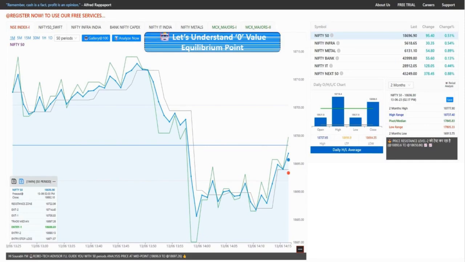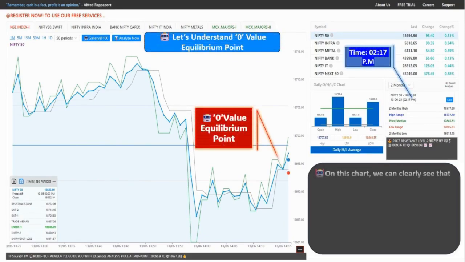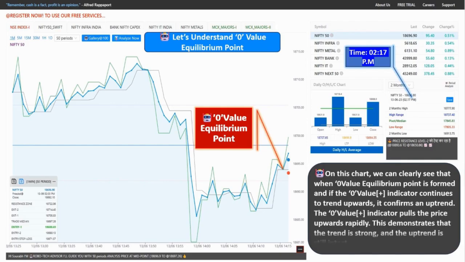Let's understand the zero-value equilibrium point. On this chart, we can clearly see that when the zero-value equilibrium point is formed and if the zero-value plus indicator continues to trend upwards, it confirms an uptrend. The zero-value plus indicator pulls the price upwards rapidly. This demonstrates that the trend is strong, and the uptrend is still intact.